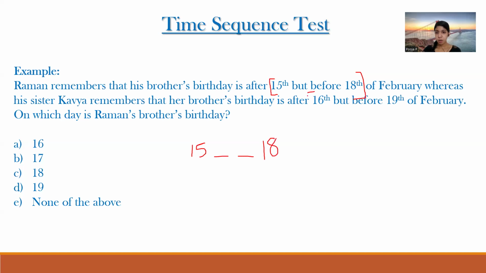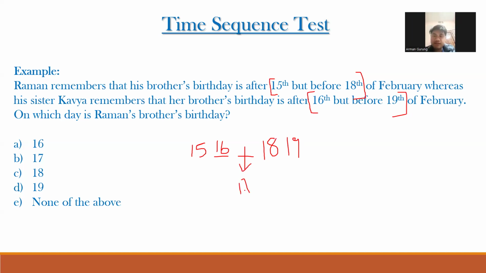And how about Kavya? What does she remember? It's between 16th and 19th. So if you have 19th here, you have 16th here. Which is the only day that falls in the common interval? 17. So in this case, our answer is option B, 17th of February. Is this question clear to all of you? Yes, ma'am. Okay.